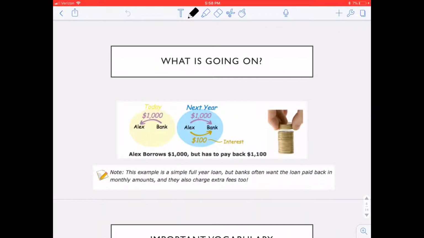So you can see that this is a simple full year loan, but banks often want the loan paid back in monthly amounts, and they also charge extra fees too. So it appears that you only borrow $1,000 and pay back $1,100, but there could be small details that you're missing out on, like those extra fees or needing to pay your sum back in monthly amounts.